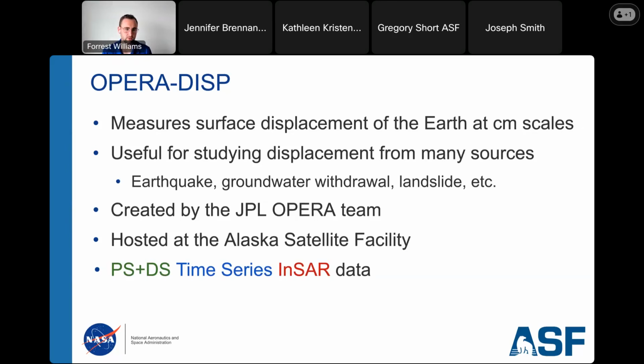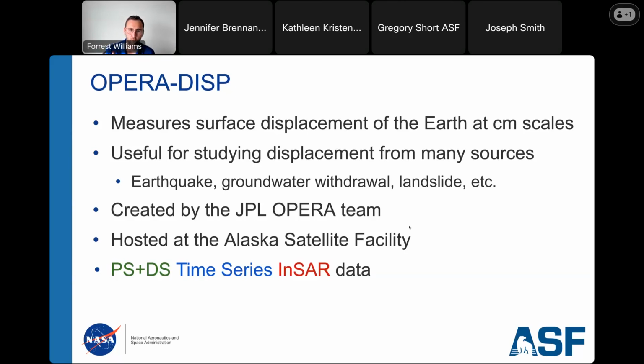They're really useful in a variety of contexts, but particularly useful for studying displacement from earthquakes, groundwater withdrawal, landslides, building instability, and many other things like that. The algorithm was fully developed, and the products were created by the JPL OPERA team at the behest of the Satellite Needs Working Group. And we here at the Alaska Satellite Facility are hosting these products and making them available for download and exploration through our Vertex website and through the new ASF Displacement Portal.